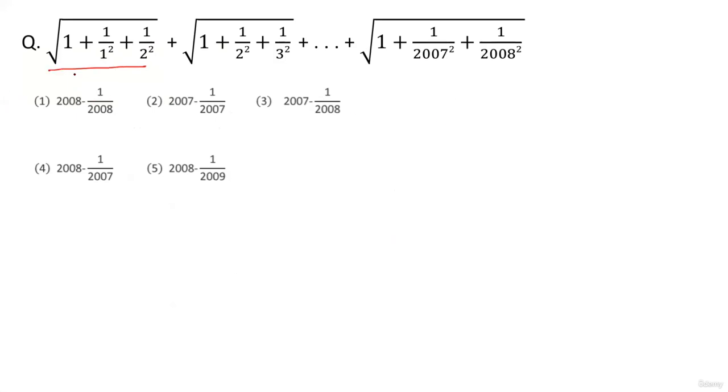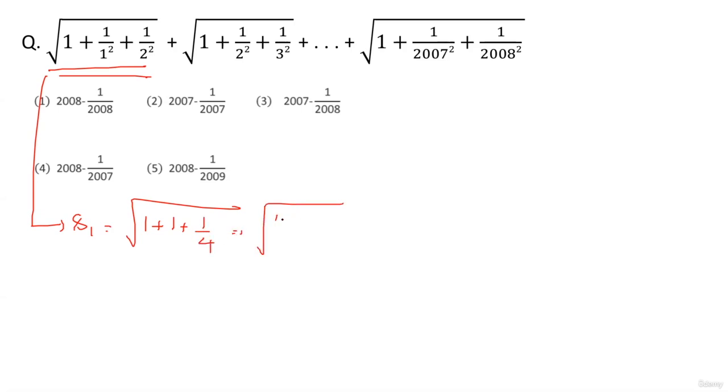Guys, if there is only one term, the first term, what will its sum be? The sum of the first one term alone will be square root of 1 plus 1 upon 1 square, which is 1, plus 1 upon 2 square, which is 1/4. Multiplying throughout by 4, you have (4 plus 4 plus 1) divided by 4. This is square root of 9/4. It's nothing but 3/2. This is the sum of the first one term.